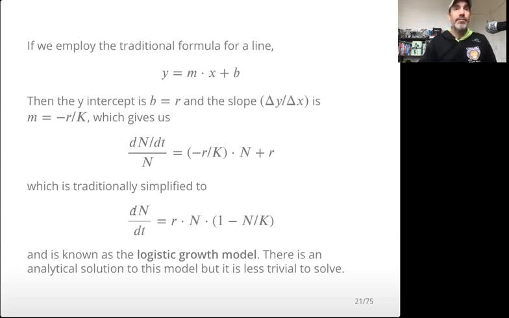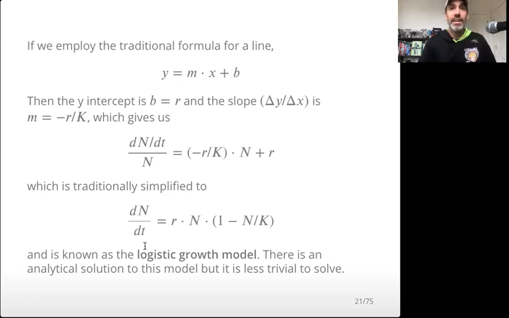Traditionally, we represent this not in terms of per capita growth rate, but in terms of population growth rate. So we simplify this to dN/dt equals r times N times (1 minus N over k). I've multiplied both sides by N, then pulled the r and the N out and kept the remainder in the parentheses: a 1 for the r times N part, and a minus N over k from this other part. This gives us what's known as the logistic growth model.